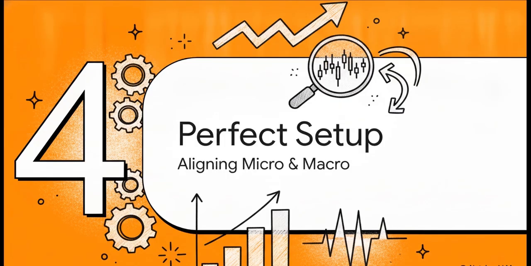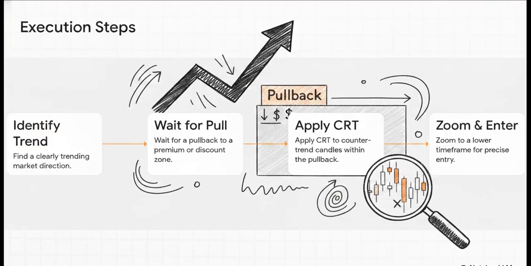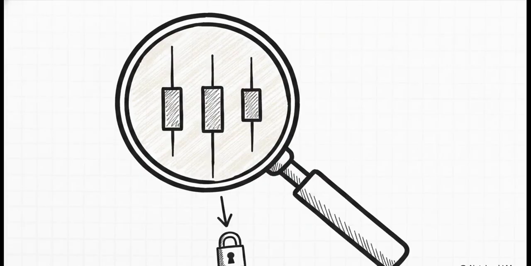Okay, part 4. Executing the perfect setup. Now we pull it all together. First, spot a clear overarching trend. Next, be patient and wait for a pullback into a premium or discount zone. By applying the CRT model only to counter-trend candles during that pullback, you perfectly align this micro-liquidity sweep with the larger macro trend. And once that sweep happens on your higher time frame, here's your sniper trigger.